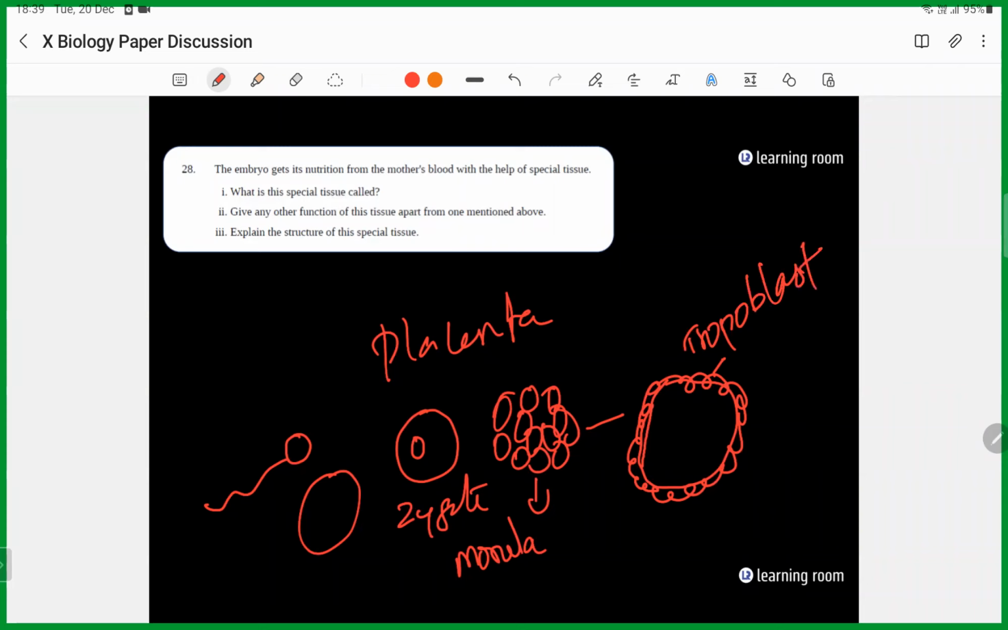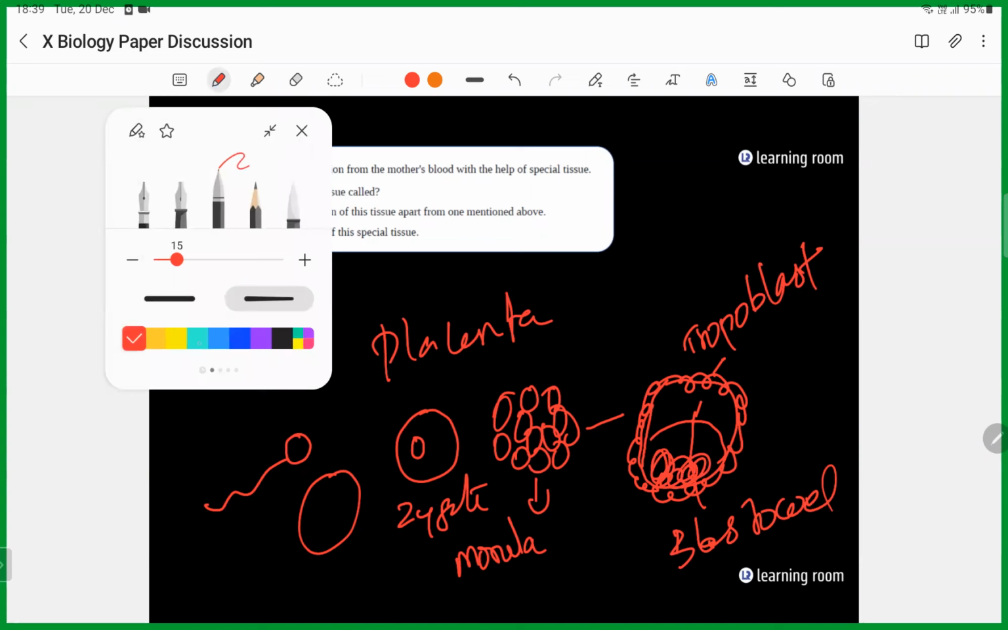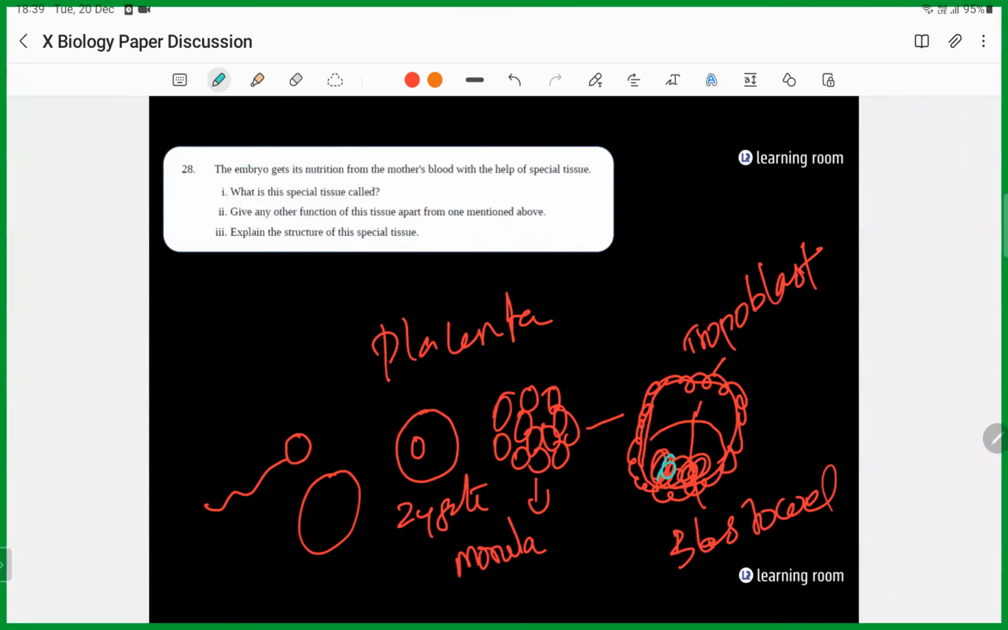Trophoblast. And then you have some fluid filled cavity here, which is called what? This cavity is called blastocoel. And then inside that you have a mass of cells. This is called the inner cell mass. The whole structure is actually called what? Blastula.